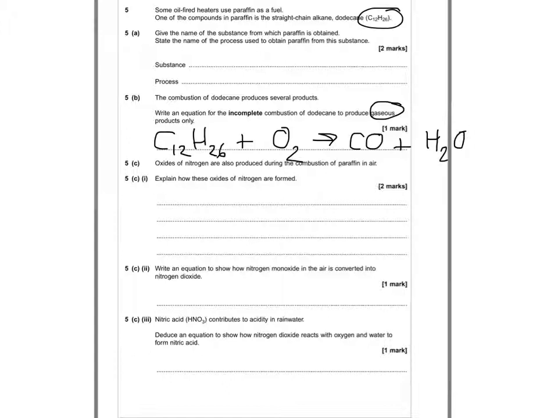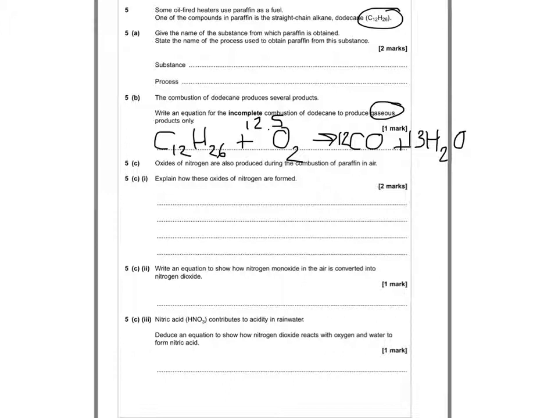You've now got to balance it. 12 carbons on the left-hand side, so we need to put a 12 there. We've got 26 oxygens there, so we need to put a 13 there. When you count up the oxygens on the left-hand side, 12 there, 13 there is 25. So 25 over 2 is 12.5. You can either write it as 12.5 or 25 over 2.